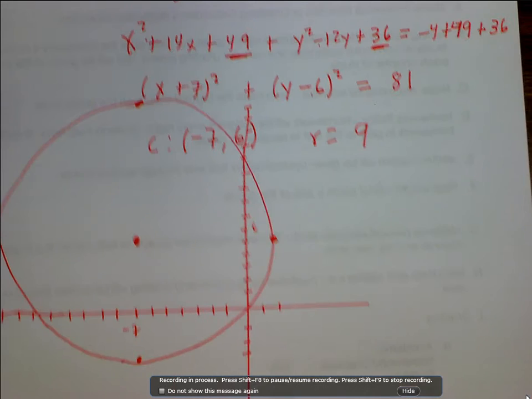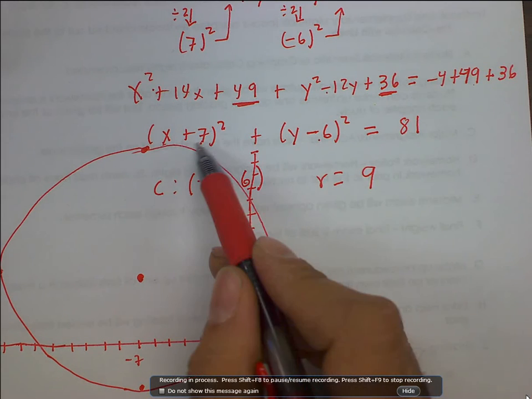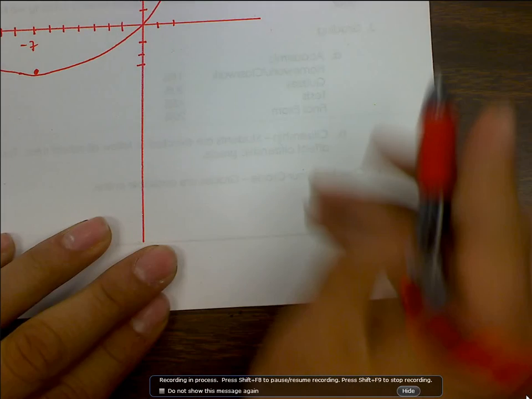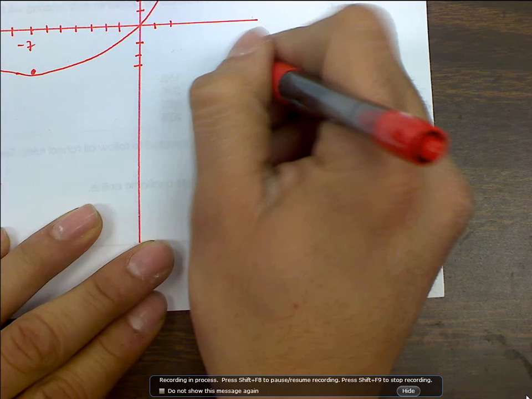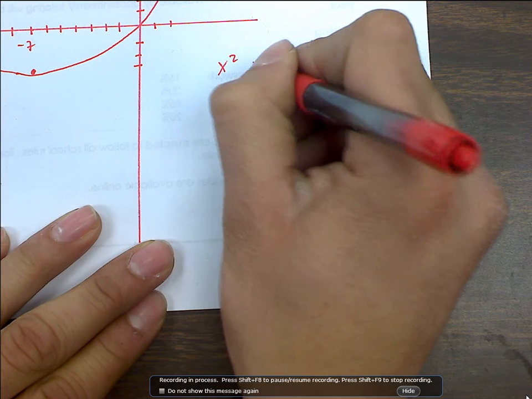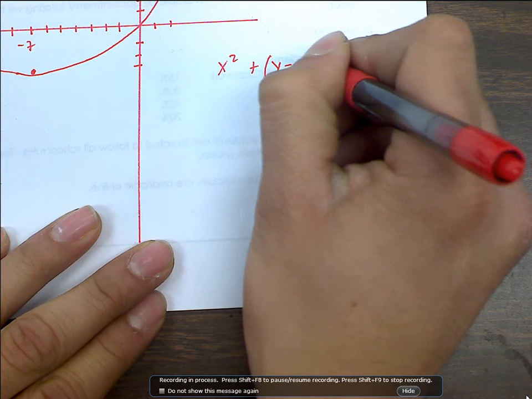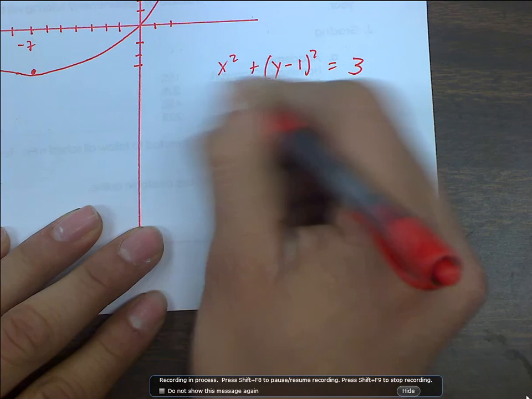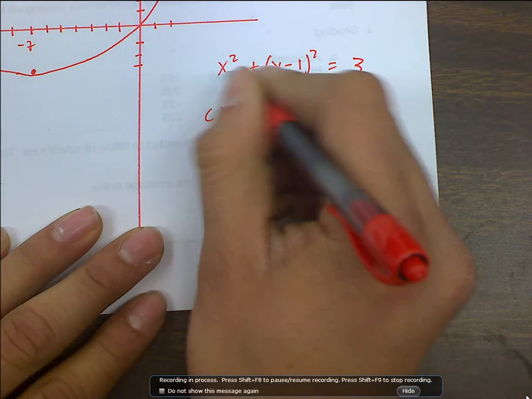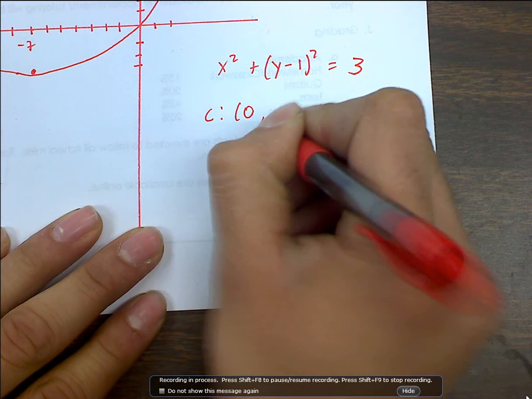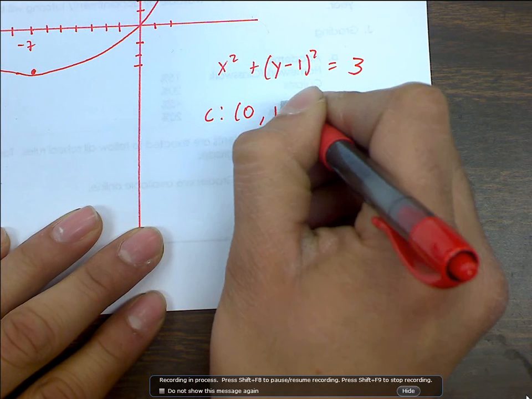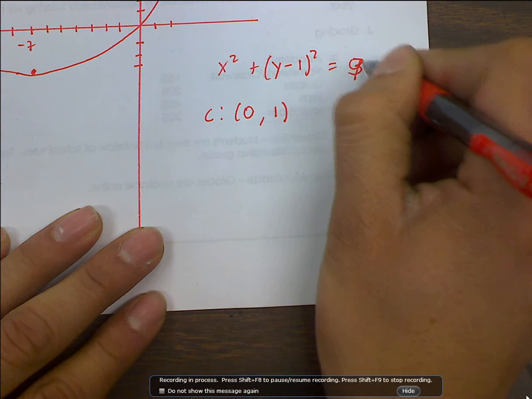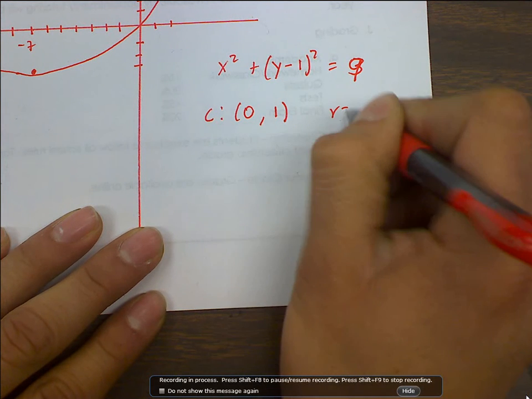And remember, the center you get from here, and the radius comes from here. So let's do a really quick short example and graph it. Let's say I have x squared plus y minus 1 squared, and the radius is 3. Since there is nothing next to my x, the center is going to be 0, and on this one it is going to be positive 1. And the radius, sorry, I meant to put 9 here, so the radius is going to be 3.